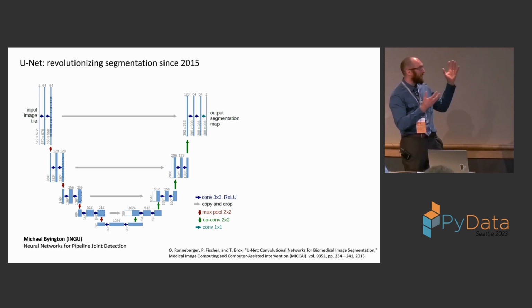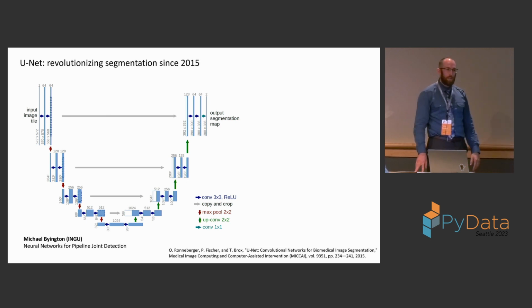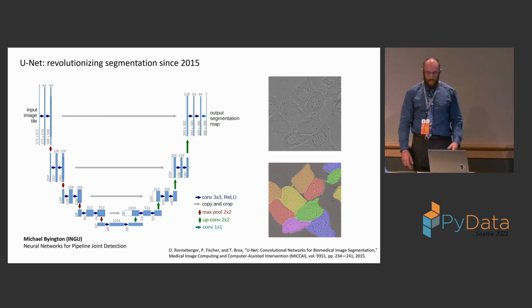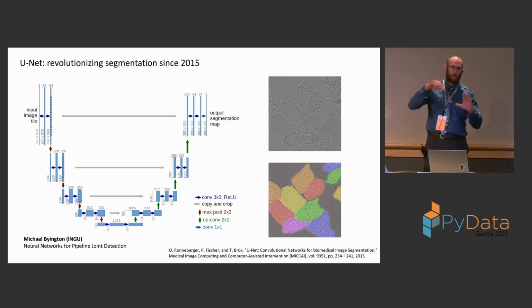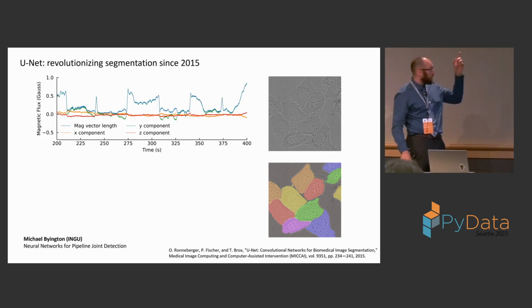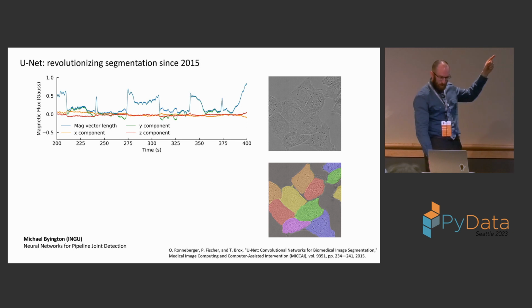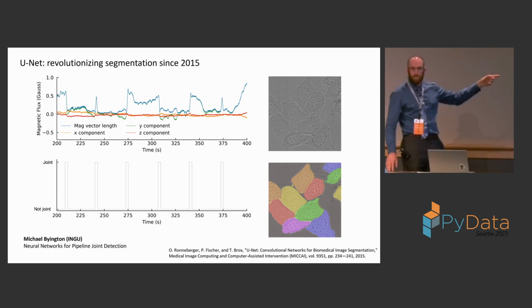So UNet is a neural network that came out in 2015 that revolutionized a collection of problems called segmentation problems. And it was designed to do this, which is to say, taking a micrograph of cells, pick out all of the pixels in that micrograph that are cells. We're going to do the same thing. We have the X, Y, Z components, and so we have a one-dimensional image, and we are going to identify all of the joints in our one-dimensional image.